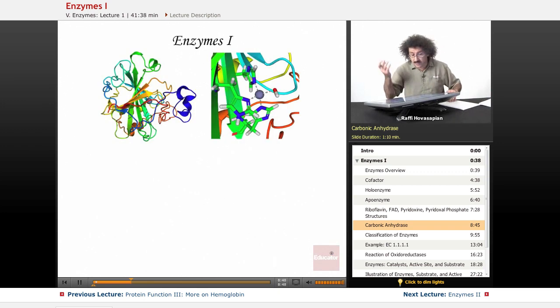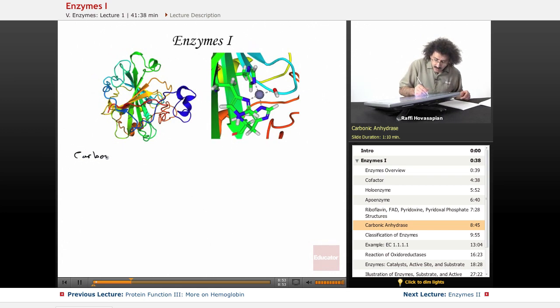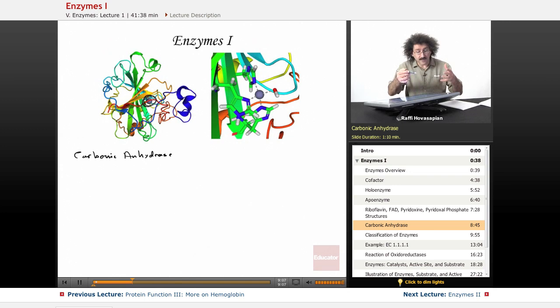Let's see, a couple of other examples. We have carbonic anhydrase. I just wanted you to see, in this case, a ribbon diagram of the actual enzyme itself. And I don't know if you can see it here, that little zinc ion. That is a prosthetic group, a cofactor for carbonic anhydrase, and it happens to just be a metallic ion. And this, of course, is a close-up view.